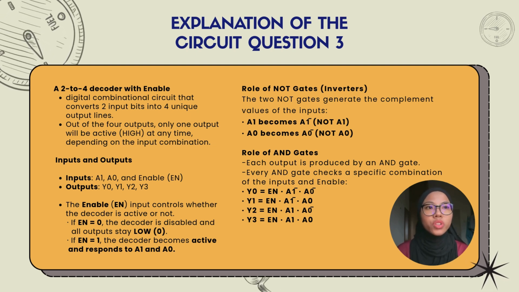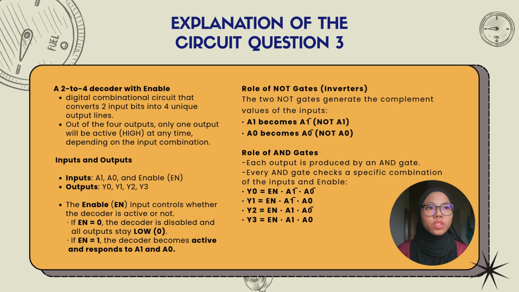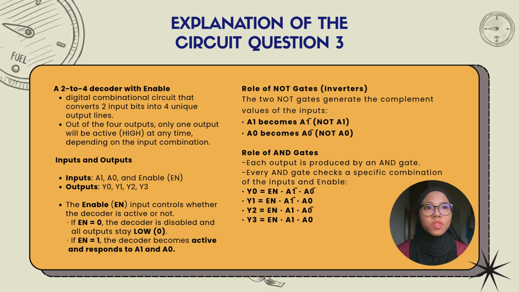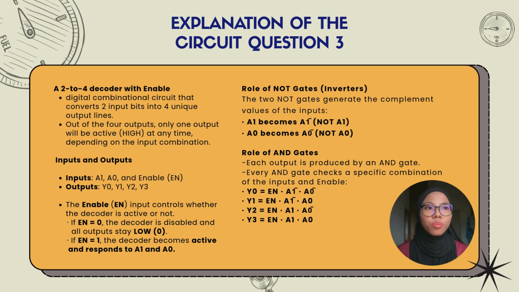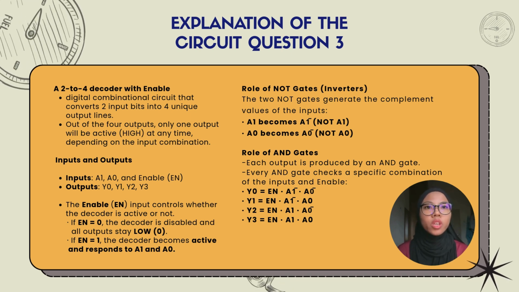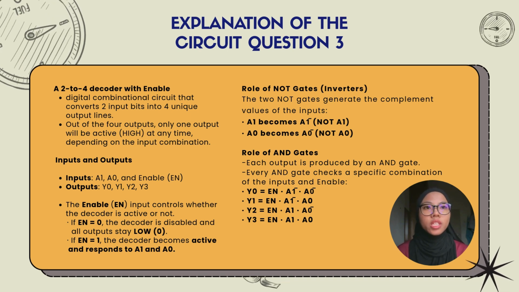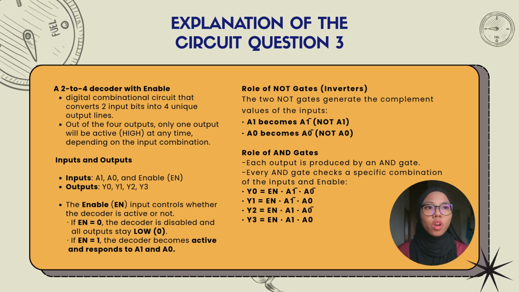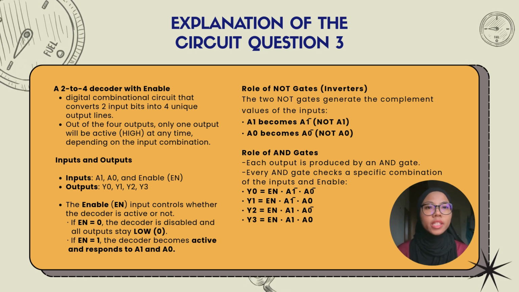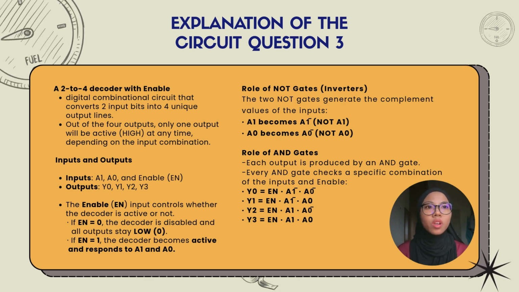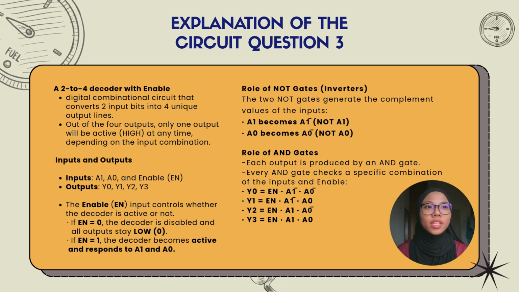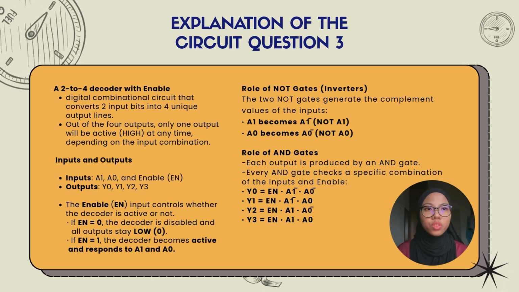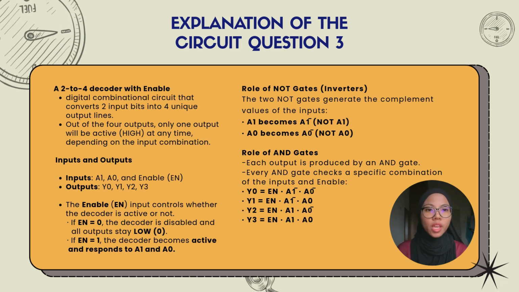The circuit's operation relies on standard logic gates. The two NOT gates, which are also known as inverters, are responsible for generating the complement of the primary inputs, yielding A1 not, which is not A1, and A0 not, which is not A0. The four AND gates form the core logic of the decoder. Each of these AND gates is designed to check for one specific combination involving the inputs and the enable signal. For example, the logic equation for output Y0 is represented by the term EN · A1' · A0'.